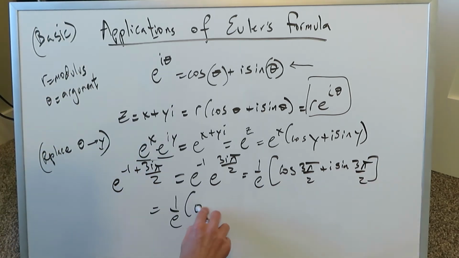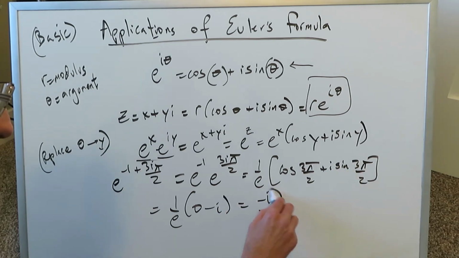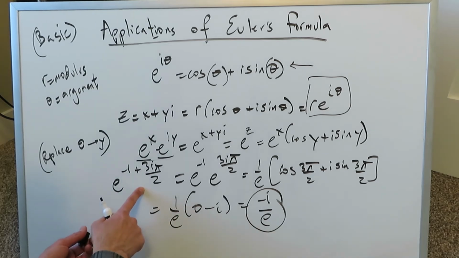Cosine of 3π/2 is a 0. But this right here is a minus i. So you're looking at a minus i over e. And that right there is your answer or your output for this expression over here.